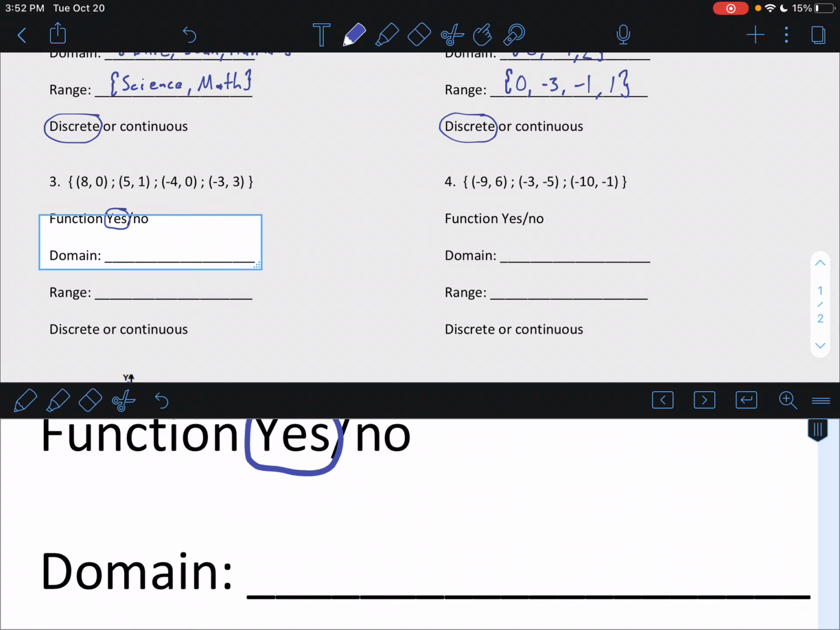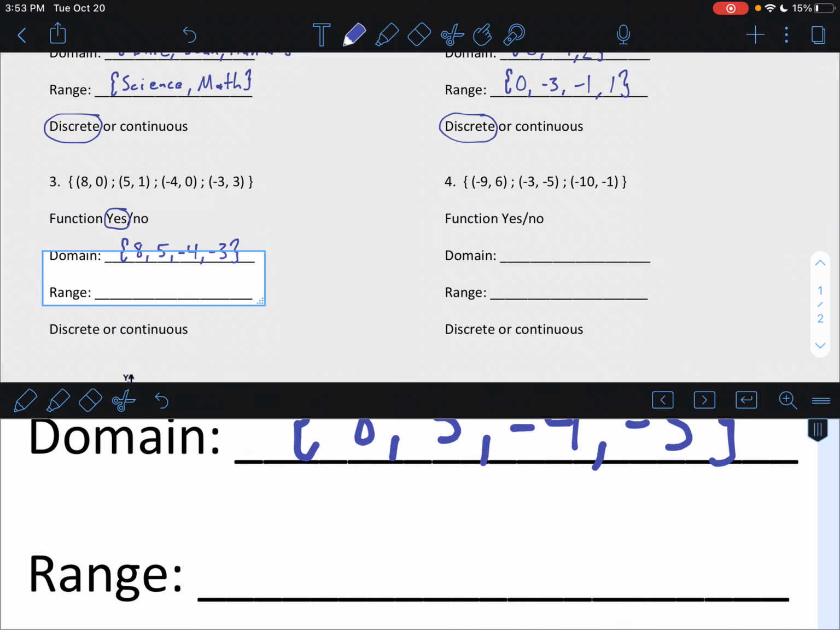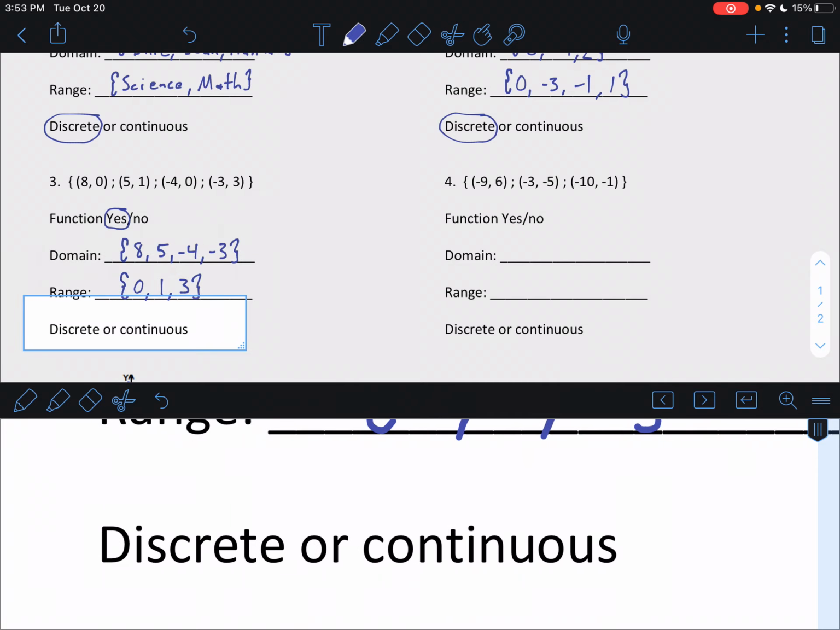The domain is just the x values. So the domain is going to be 8, 5, -4, -3. The range is going to be the y values. So the range is going to be 0, 1, and then we have 0 as our next y value, but we already said 0, so we don't need to repeat it. But the next one is 3. So 0, 1, and 3 is my range. And is this discrete or continuous? Well, that's just a list of 4 points, so that's discrete.